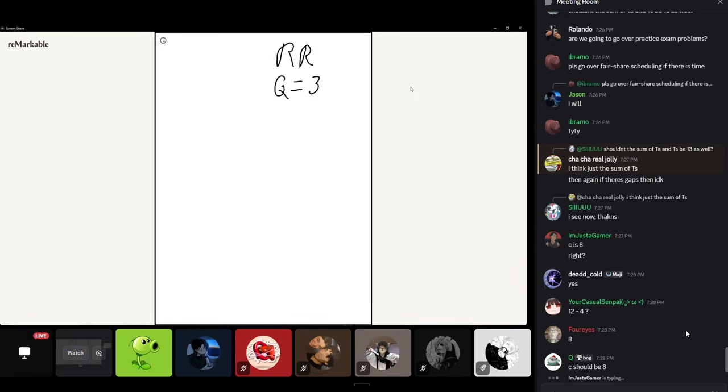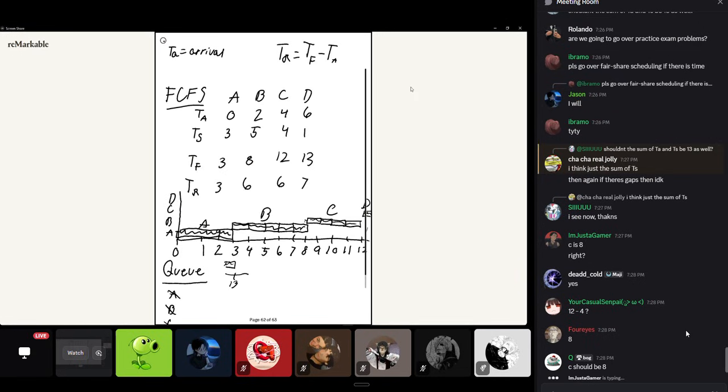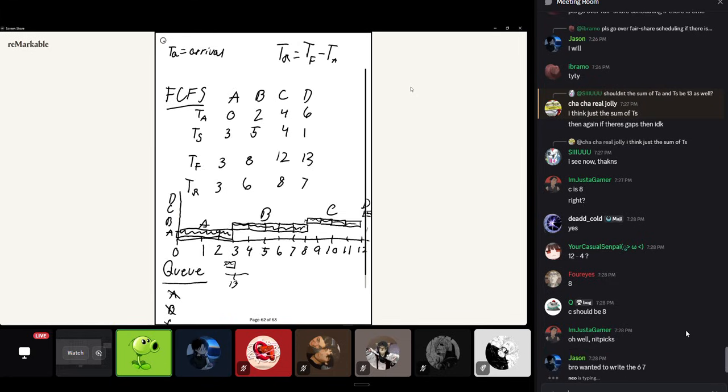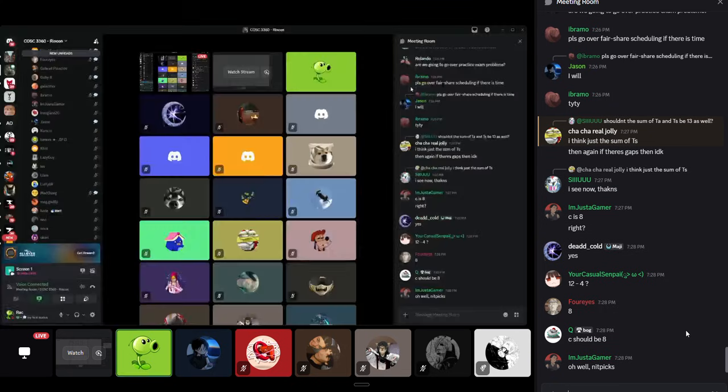C is 8, right? Yeah, finishes at 8. Oh wait, I'm sorry, I'm an idiot. Sorry about that. I don't know why I put 6. It's 8. Yeah, it's 12 minus 4. I don't know why I put 6. No, you're right. You guys are right.